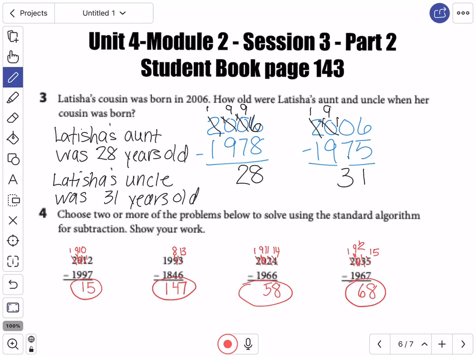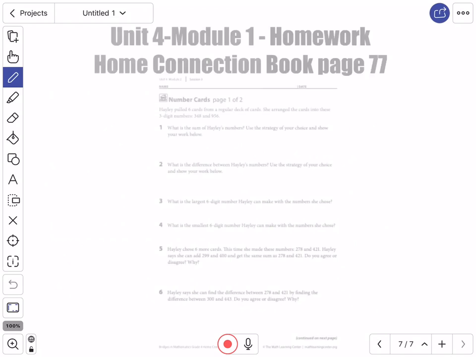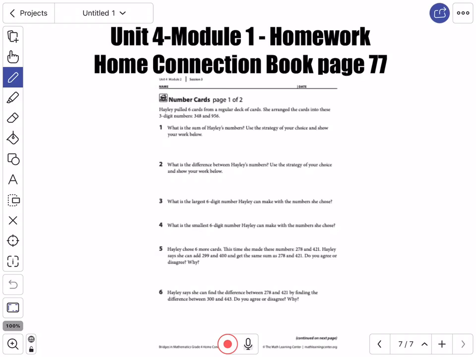All right, so there you have it. If you need to go back and look at this to help you with your homework, please do so. All right, but let me show you what your homework is for tonight. So your homework is Home Connection Book, page 77. I know that this says page 1 of 2, so we're going to do this page tonight, all right? Just these 6 problems. So it's Haley pulled 6 cards from a regular deck of cards. She arranged the cards into these 3-digit numbers, 348 and 956.